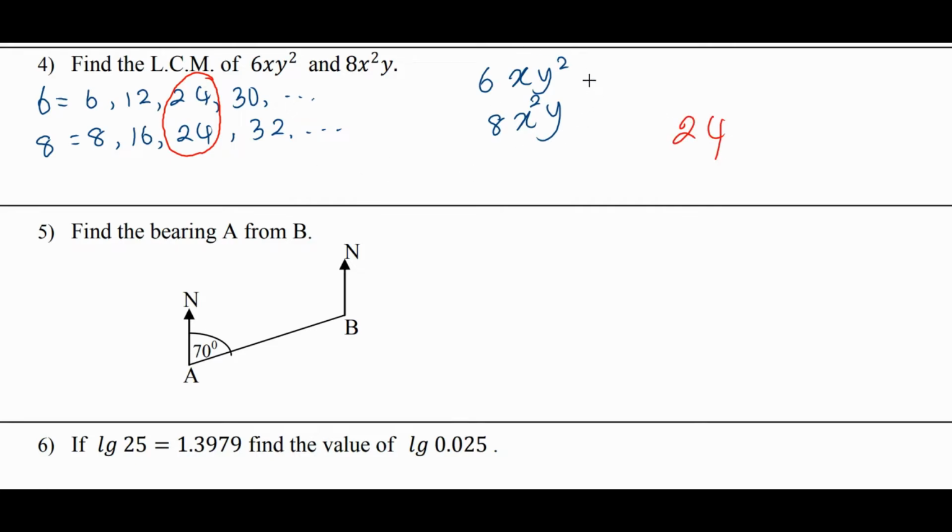Then let's try the algebraic part. Take the maximum index of all the algebraic terms individually. Here the maximum index of x is x squared and the maximum index of y is y squared. Then the least common multiple should be 24x squared y squared. Just simple as that.